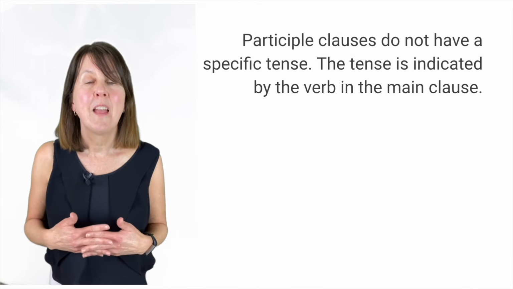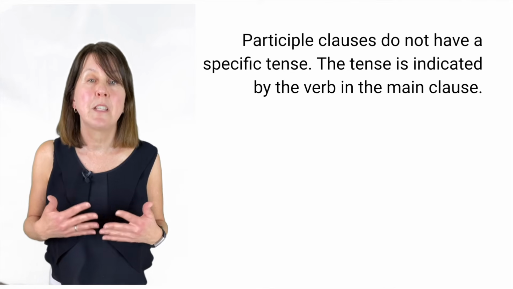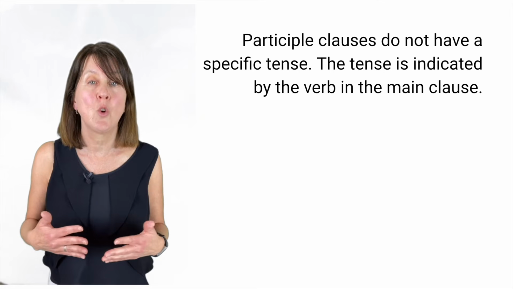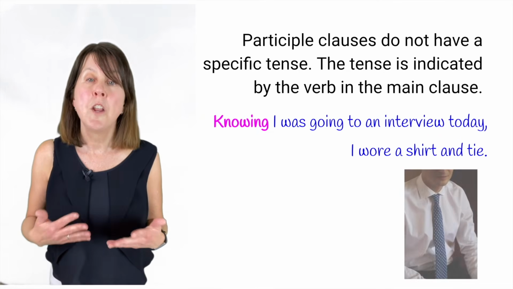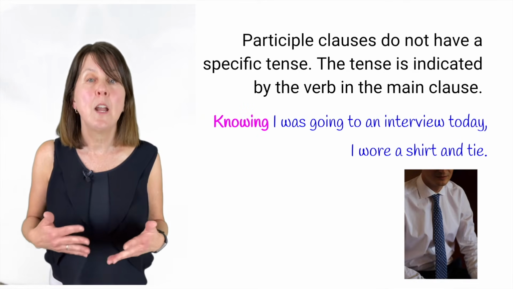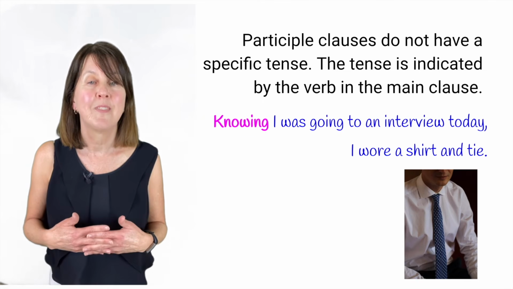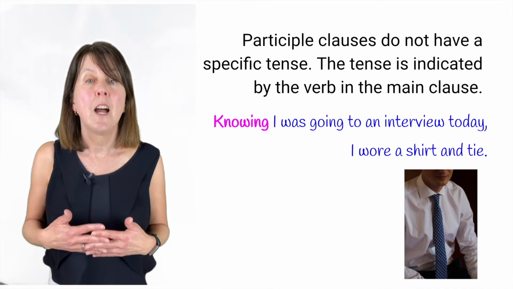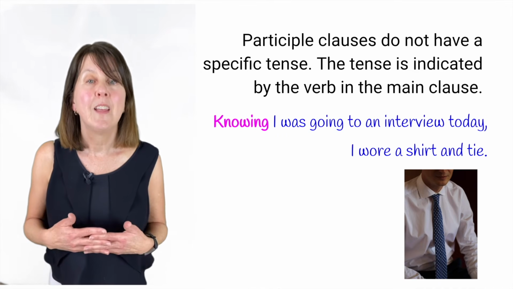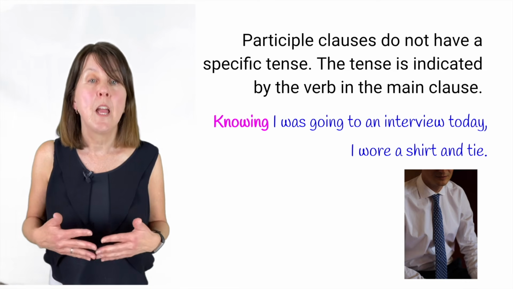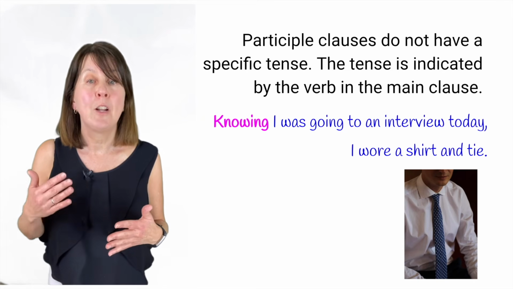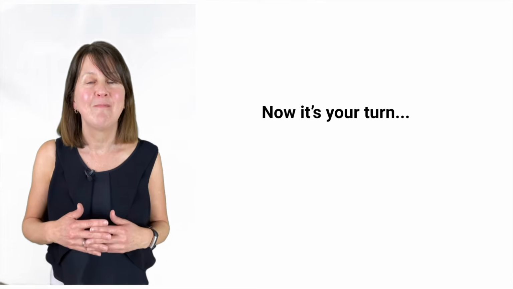Tip 3. Participle clauses do not have a specific tense. The tense is indicated by the verb in the main clause. For example, knowing I was going to an interview today, I wore a shirt and tie. Which means because I knew I was going to an interview today, I wore a shirt and tie. So even though we're using a present participle, the meaning is taken from the main clause. So here, wore.